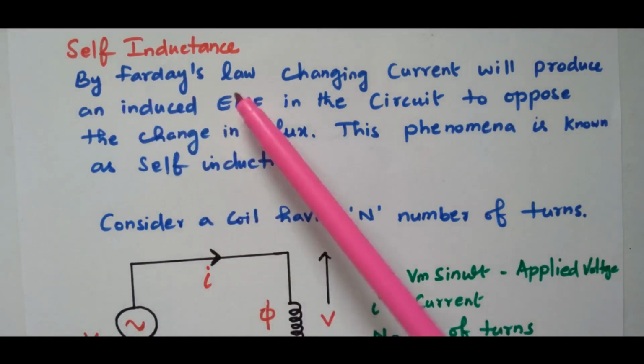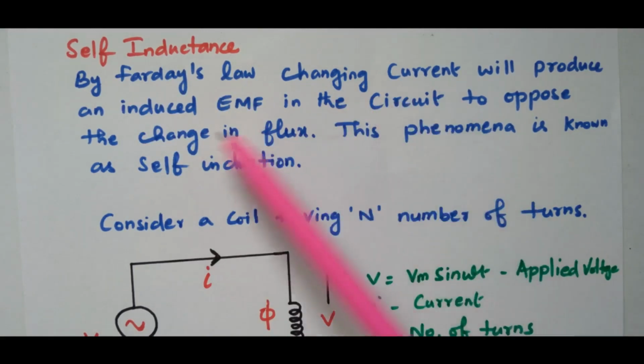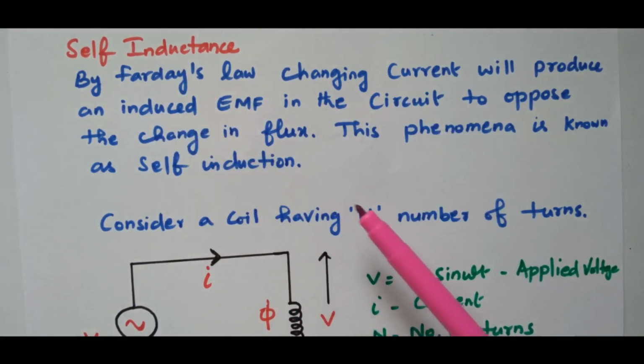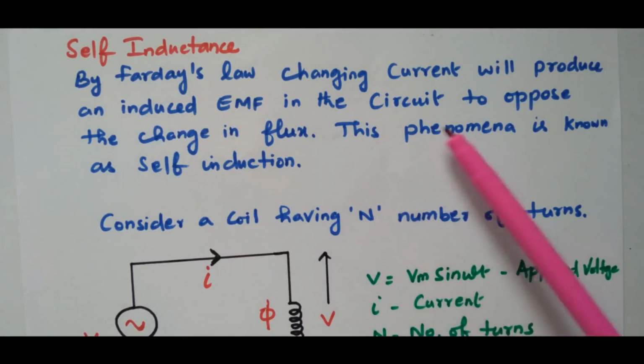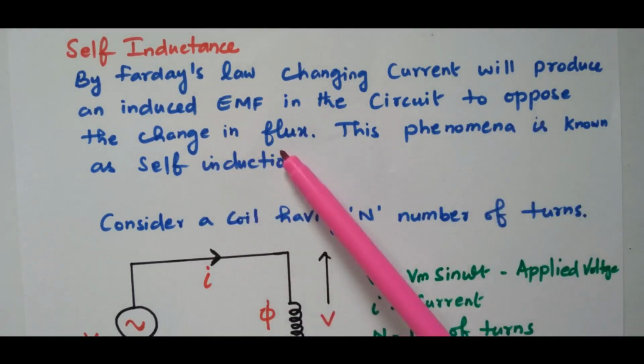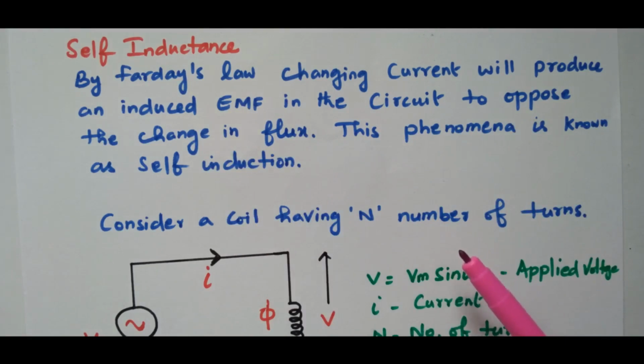So from Faraday's law, changing current will produce an induced EMF in the circuit. Due to the rate of change of current, EMF is produced. That EMF will oppose the change in flux. So this is the phenomenon, known as self-inductance. So when the current is flowing, due to the rate of change of current, the EMF is induced. That EMF will oppose the rate of change of flux. This phenomenon is known as self-inductance.